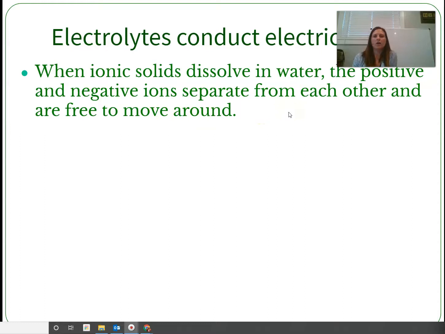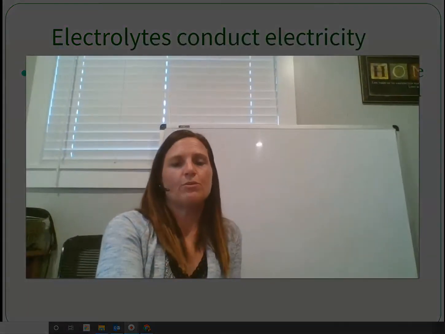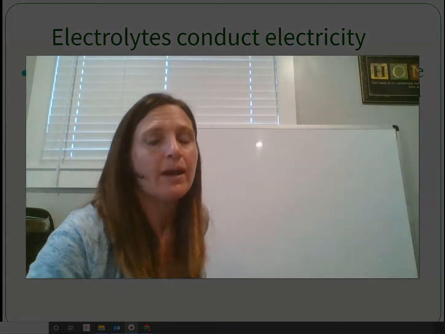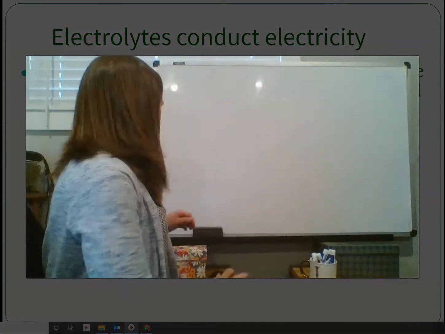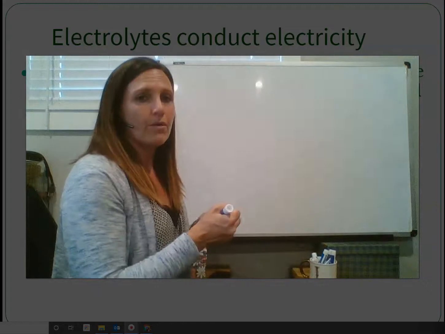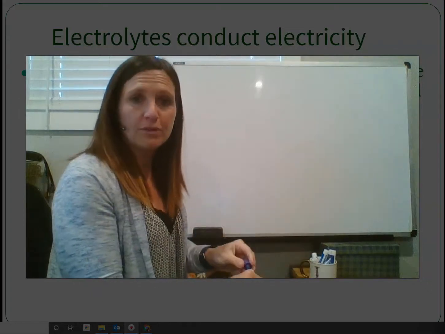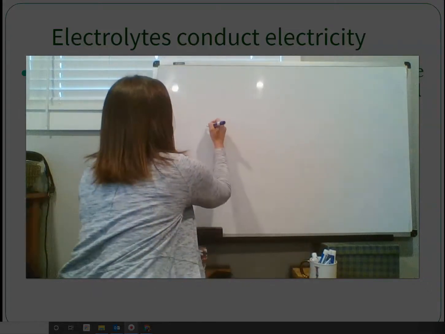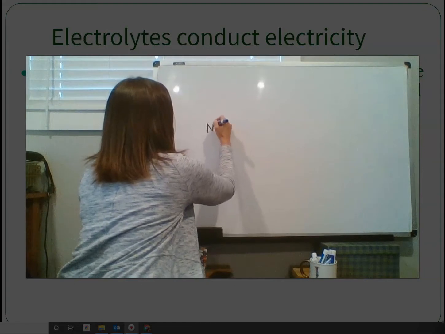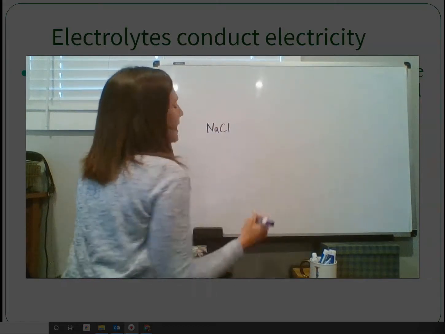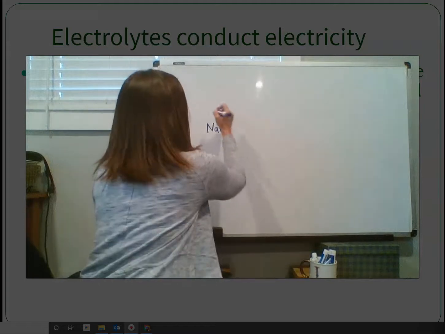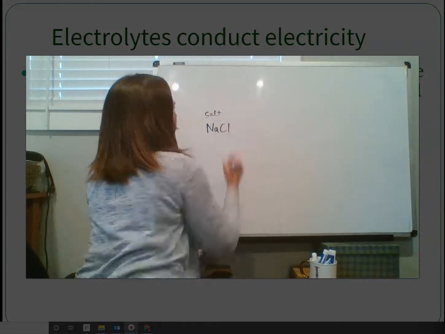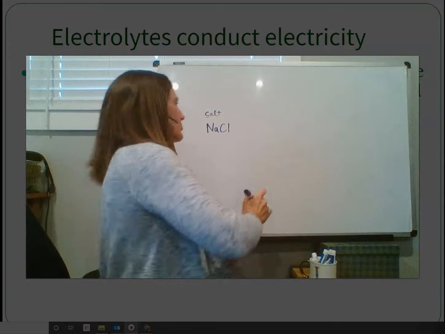When an ionic solid dissolves in water, the positive and negative ions separate from each other and become free to move around. And so what we mean by that is that when we put an ionic compound into water, an example of an ionic compound that we should be familiar with is something like NaCl, so sodium chloride or table salt, your usual everyday run-of-the-mill salt.